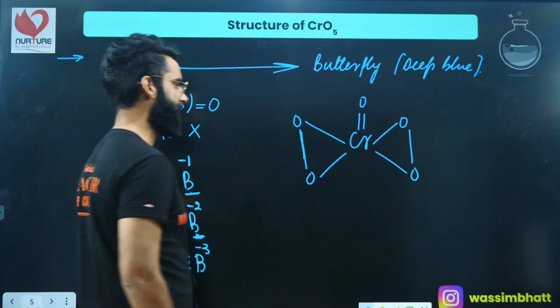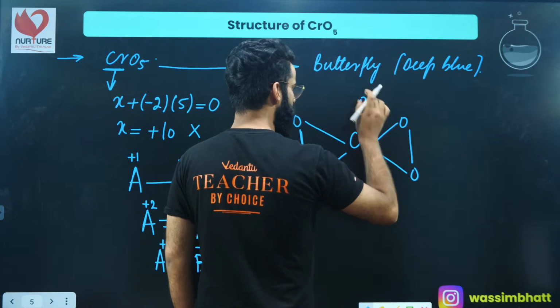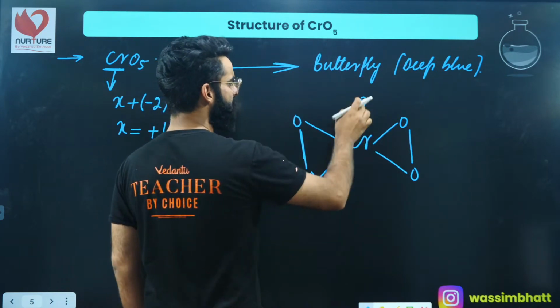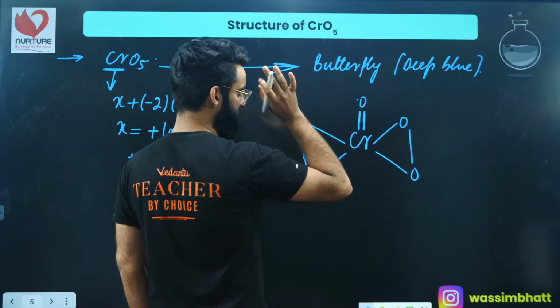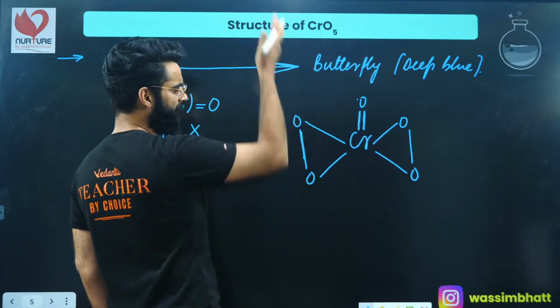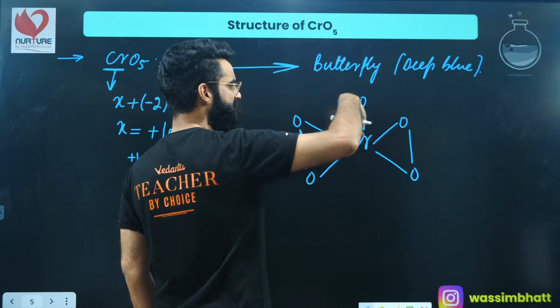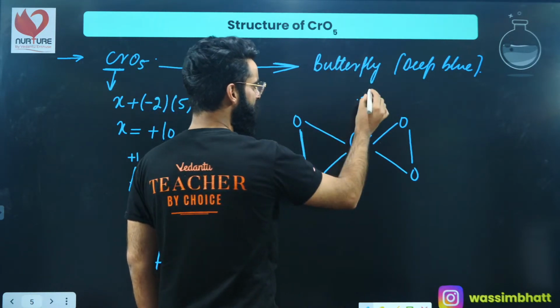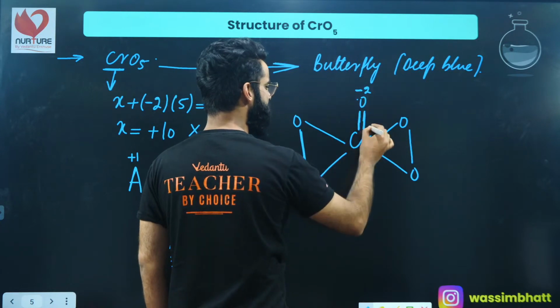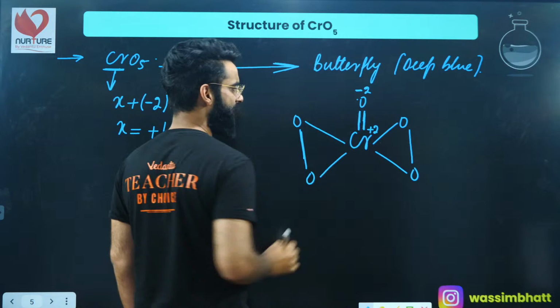Now guys, understand. There's a double bond between chromium and oxygen over here. Which one is more electronegative, chromium or oxygen? Oxygen is more electronegative. So oxygen is going to attract the bonded pairs of electrons towards itself. Since there are 2 bonded pairs, oxygen will get -2 charge. At the same time, chromium will get +2 charge due to this double bond.